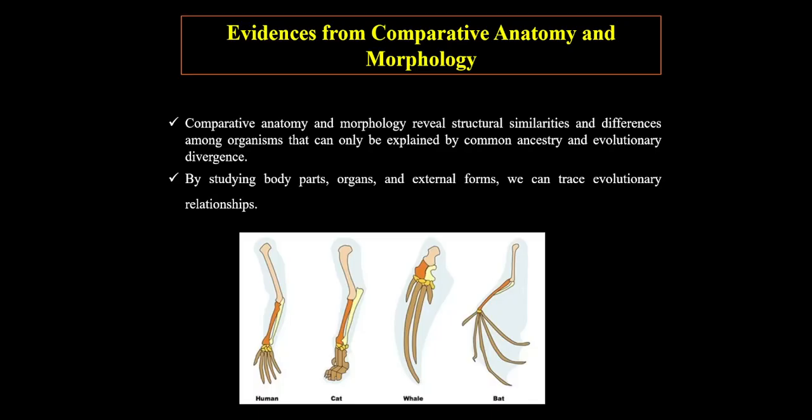Next, the second type of evidence is from comparative anatomy and morphology. This type of evidence reveals the structural similarities and differences between organisms that can only be explained by common ancestry and evolutionary divergence. By studying body parts, organs, and external forms, we can trace the evolutionary relationships between organisms. Clear?